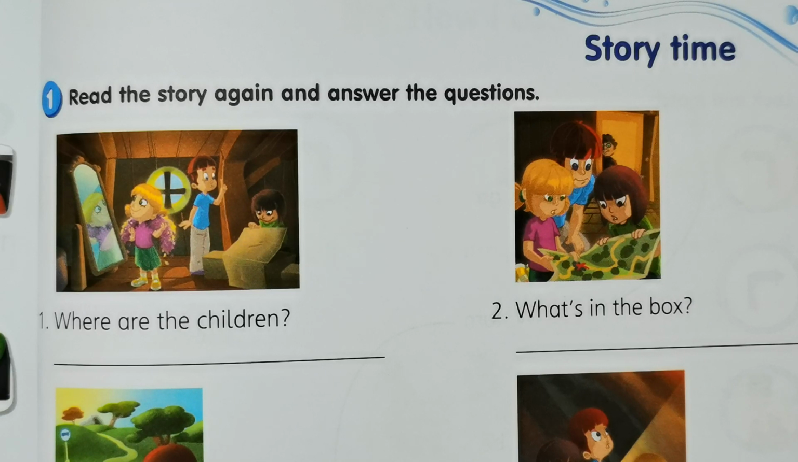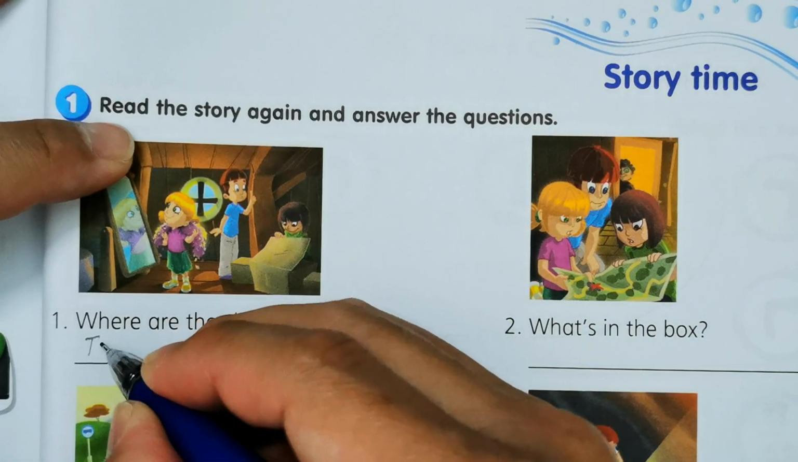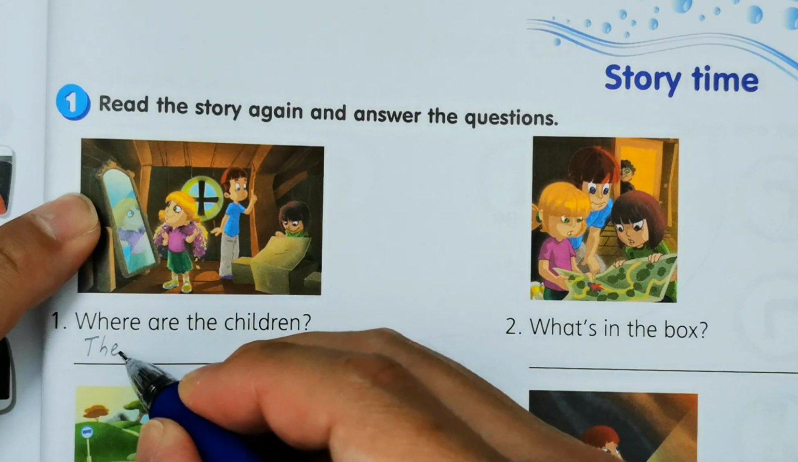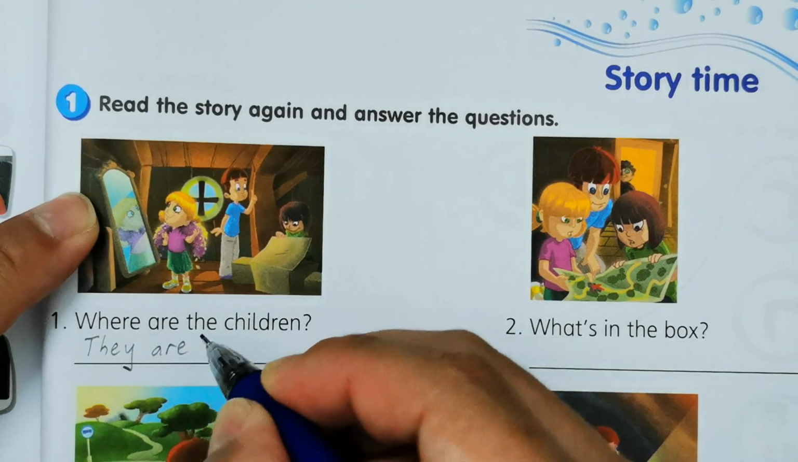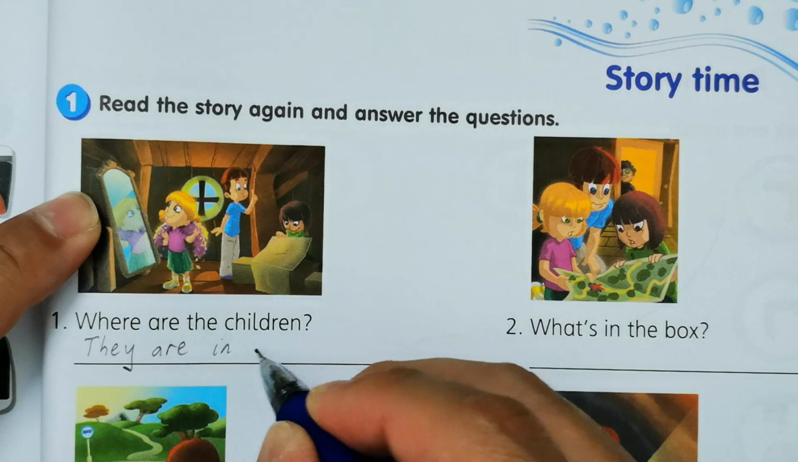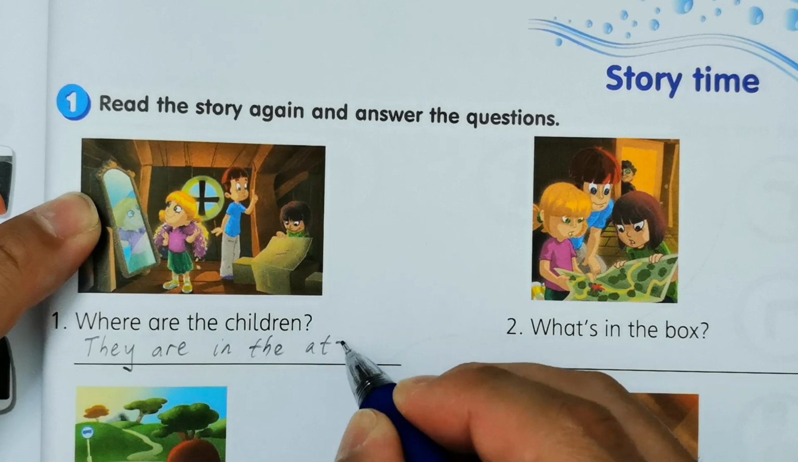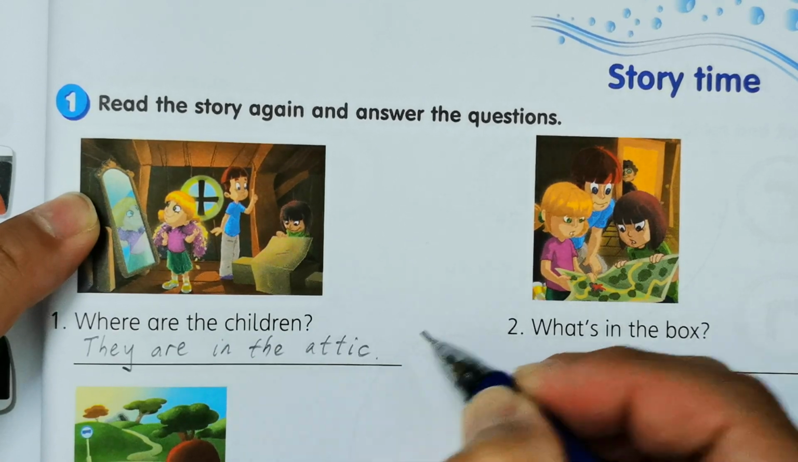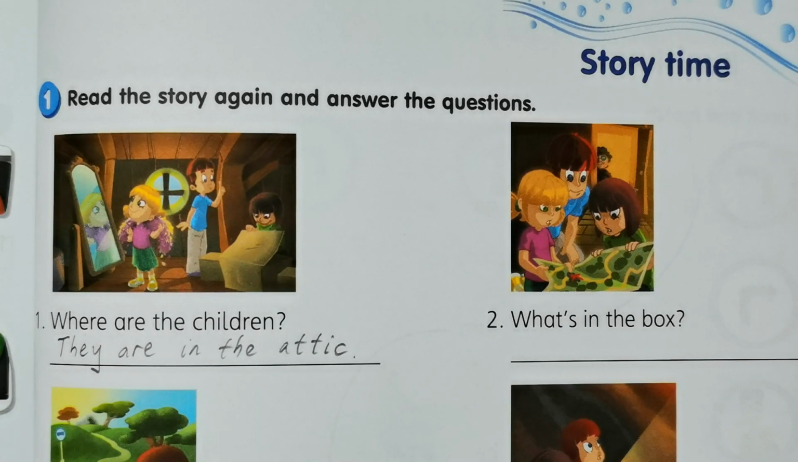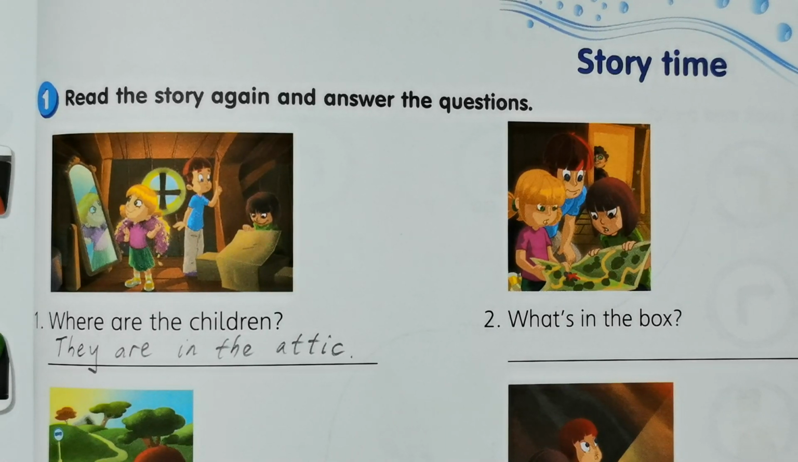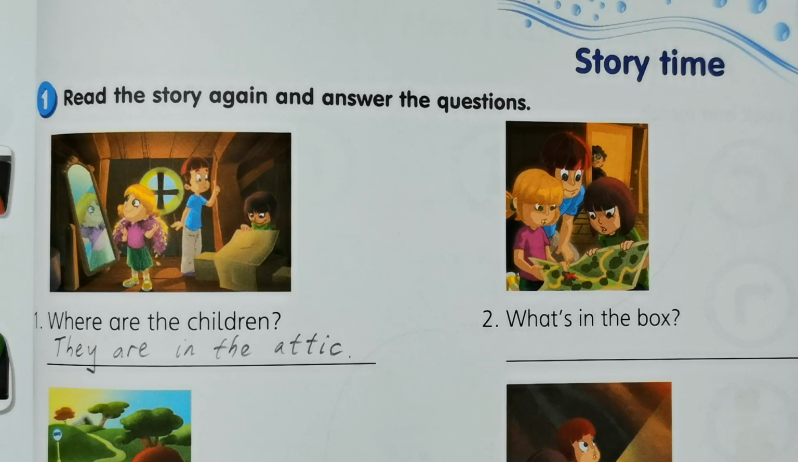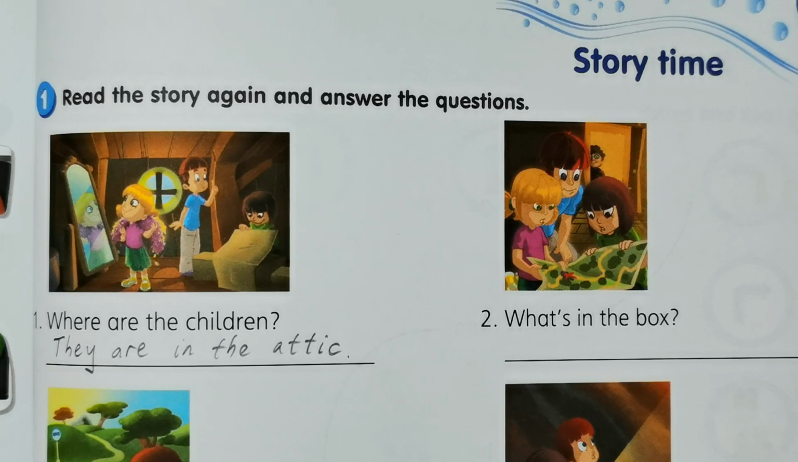So number 1, where are the children? Basically they are in the attic. So I will write this as they are in the attic. So double T and then IC. Or the answer also can be at Kevin's grandmother's house. So it's up to you to choose one.